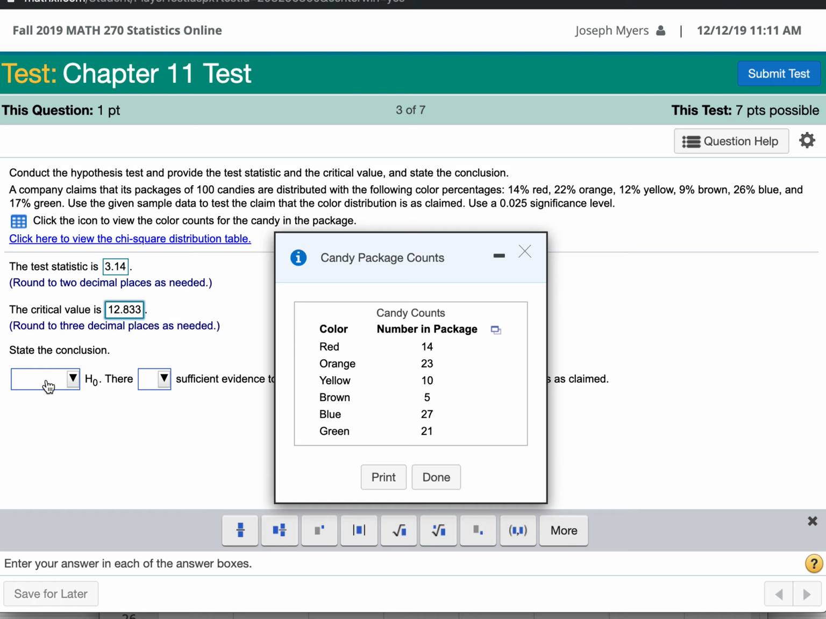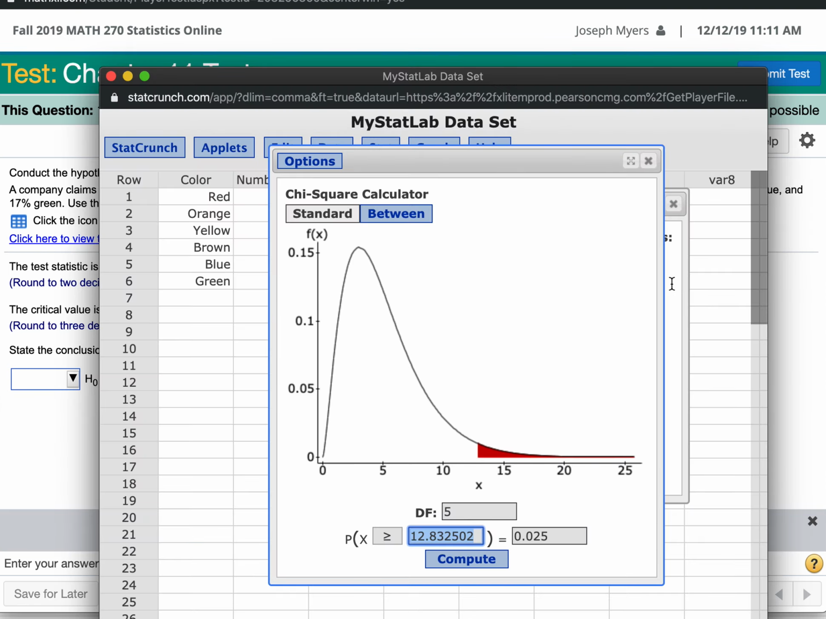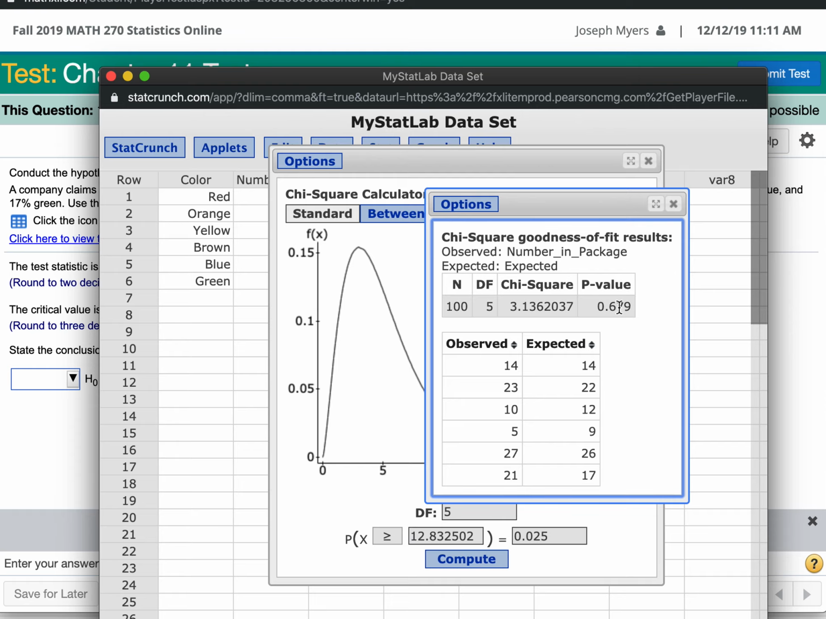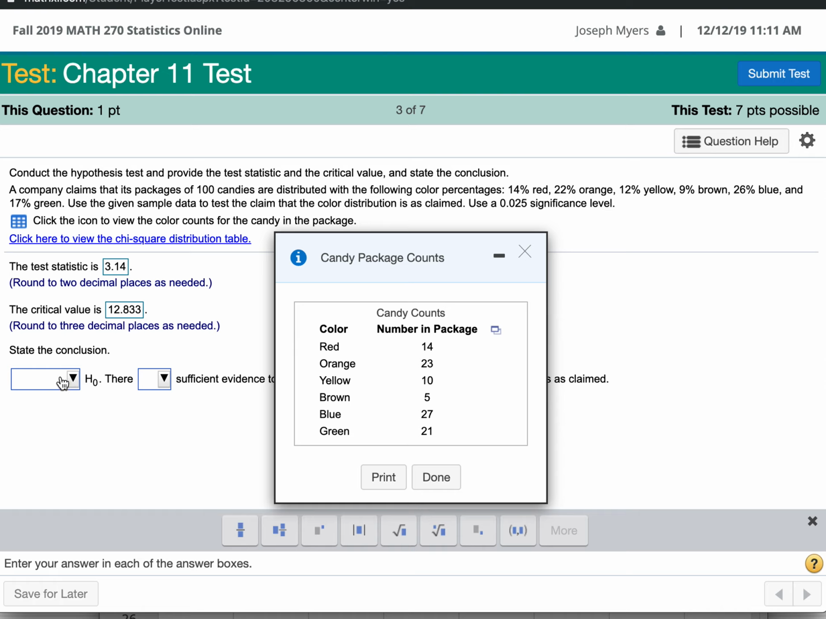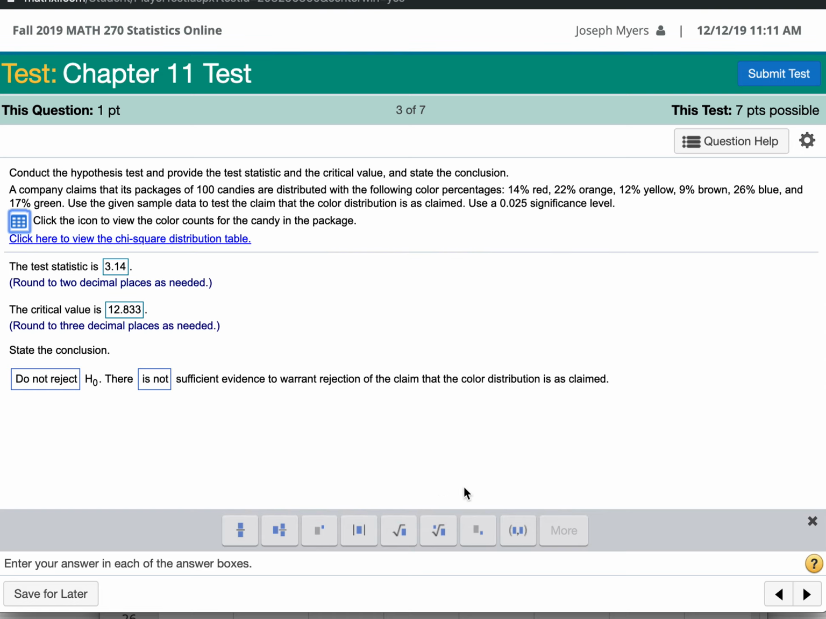State the conclusion. So our test statistic is much less than that, and also if you look at the p-value for our original test, it's higher than 0.025 because it's 0.679. So either way, we do not reject the null, and there is not sufficient evidence to warrant the rejection.